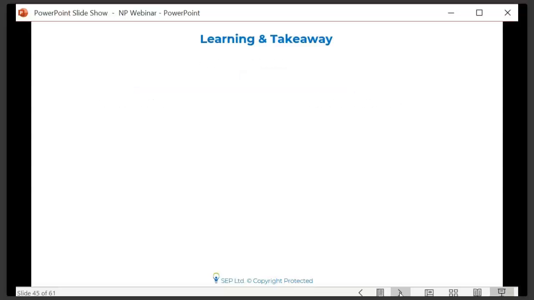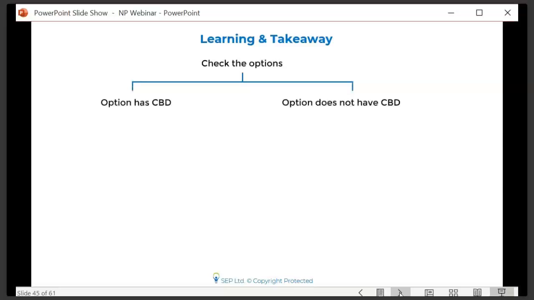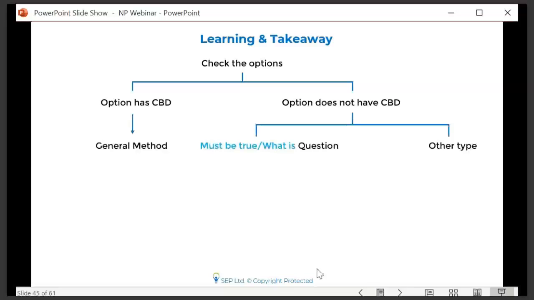So if I have to simplify it for you, what I'll say is when you're solving a question, look at the answer options. In general, look at the answer options and see if C, cannot be determined, is there. If it is there, use the general method as I've told you. If CBD is not there, then see if it is a must be true or a what is kind of question. That is what I told you, right?